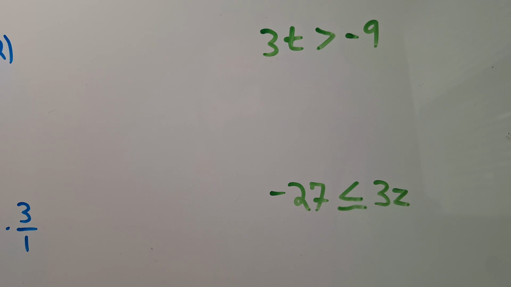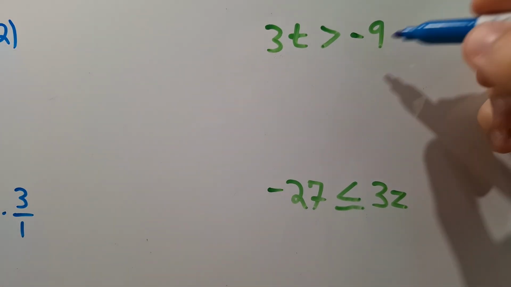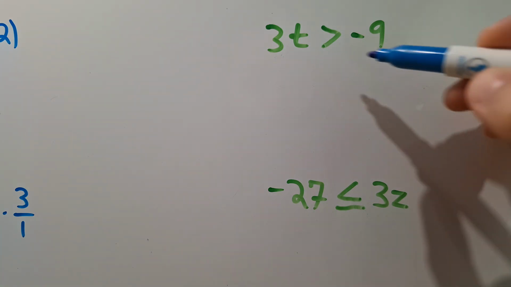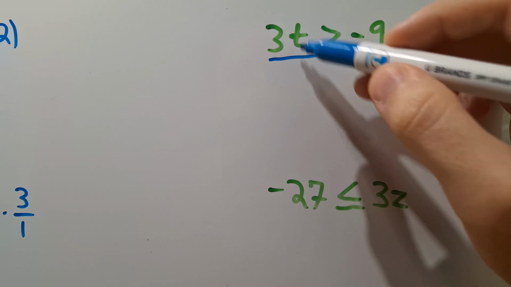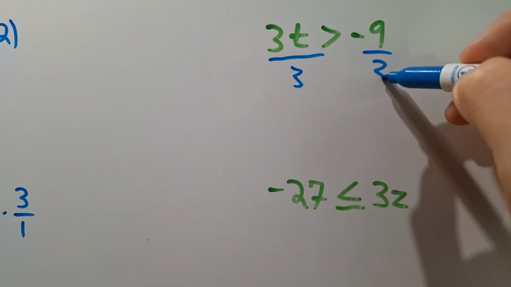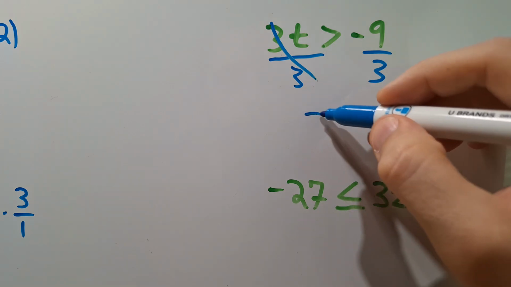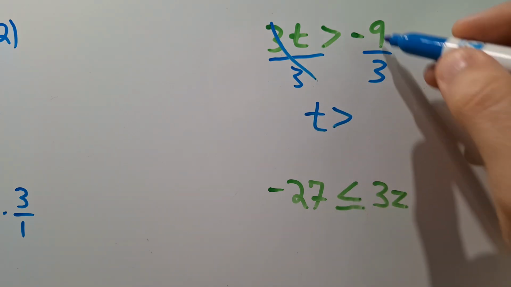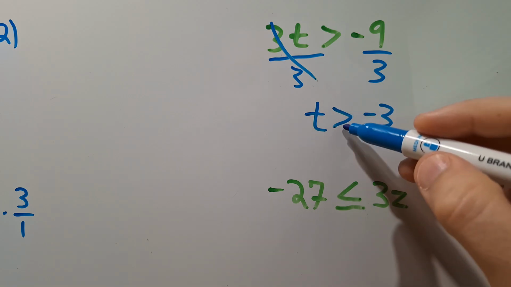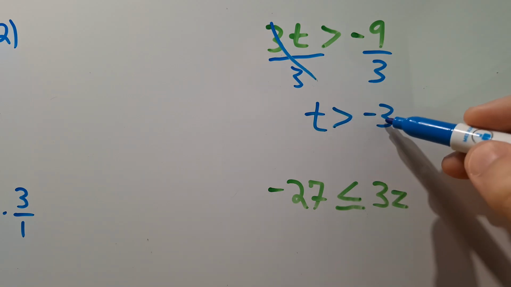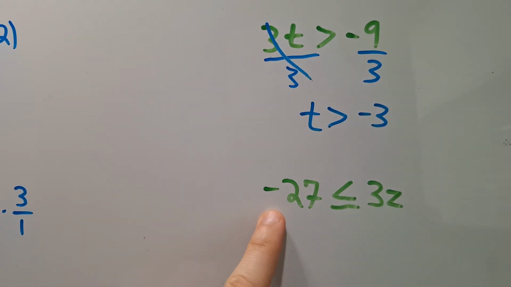Now we're going to divide to find the final solution for this inequality, and we'll find our solution set. Here we have 3t is greater than negative 9. We're going to divide by 3. Now this is a negative divided by a positive, so the solution set will have a negative number here. Every value that is greater than negative 3, not including negative 3, is a solution. Last one down here.